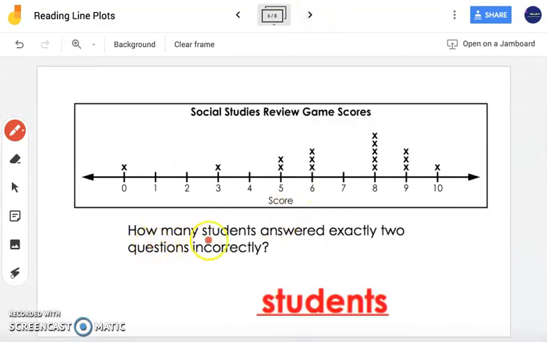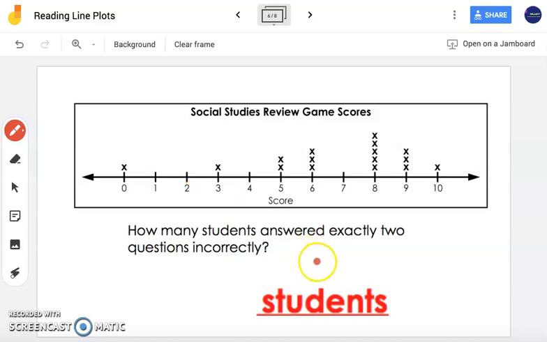Here it asks how many students answered exactly 2 questions incorrectly. Now, immediately, if you hear 2 and you think they scored a 2, notice there's no X's above 2. And also that's misinterpreting the question. The question says how many students answered exactly 2 questions incorrectly. So that means they only got 2 wrong. So if it's out of 10 points and you got 2 wrong, you'd be left with 8 questions that you did answer correctly, and you answered 2 questions incorrectly.